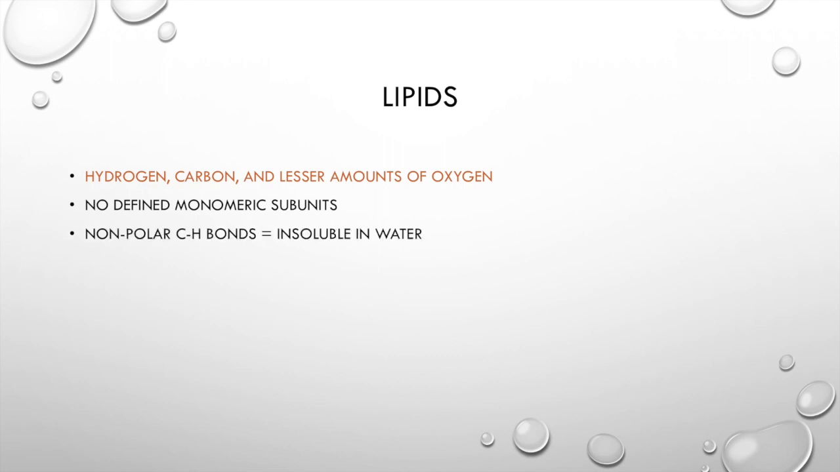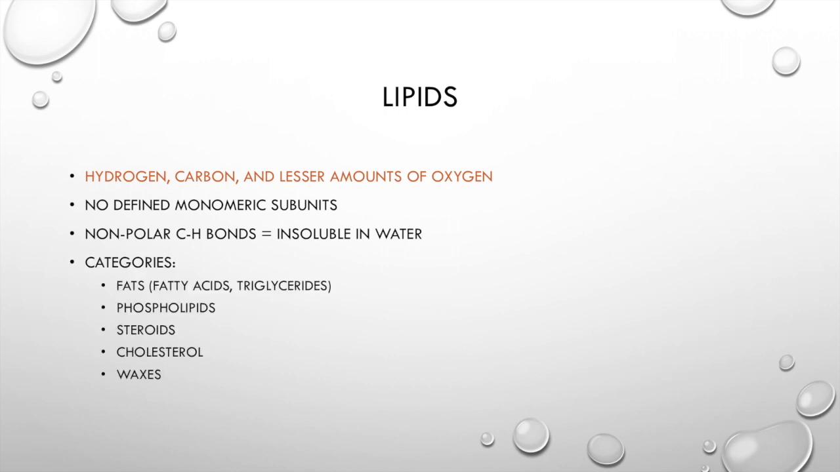Lipids contain many nonpolar CH bonds, which makes them insoluble in water, which means that they do not dissolve in water. They are soluble in other non-polar solvents, and they're stored by cells to be used as energy sources, and others can be used as hormones that regulate cell activities and serve as vitamins. Now, lipids contain many different categories, so here's just some of them: fats, phospholipids, steroids, cholesterol, and waxes.